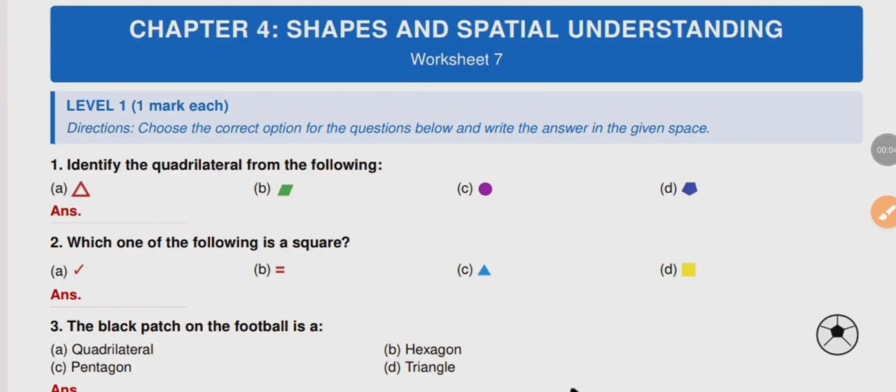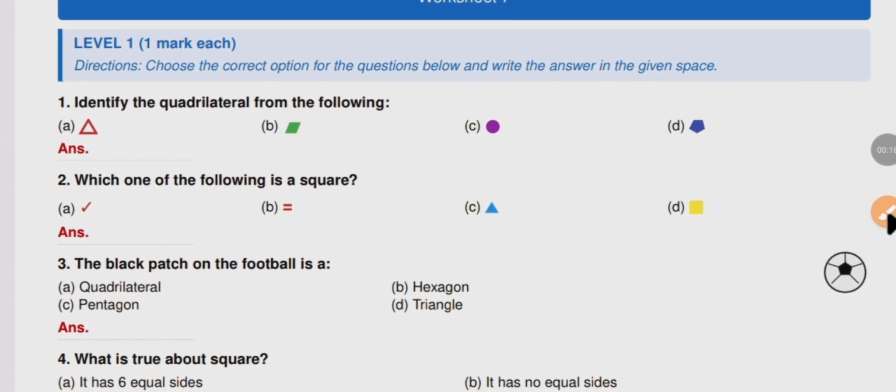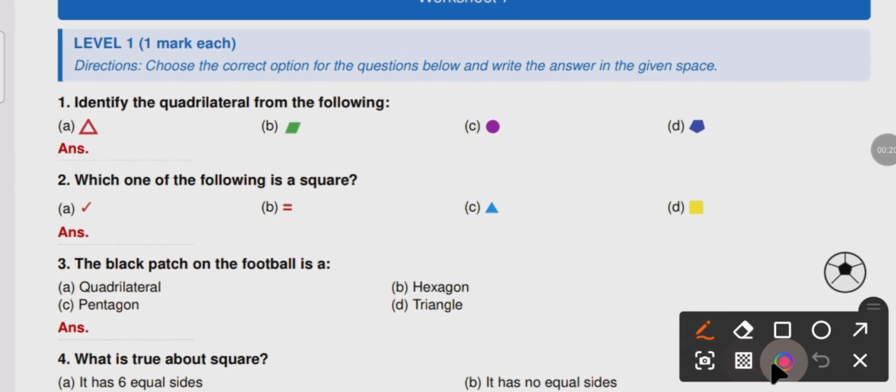I'm Nisha. So let's start to solve Olympiad worksheet 7, chapter 4, shapes and spatial understanding. Now start question number 1. Identify the quadrilateral from the following.